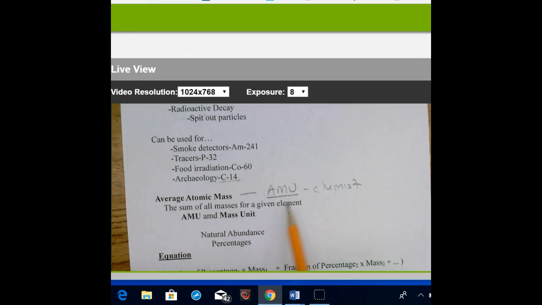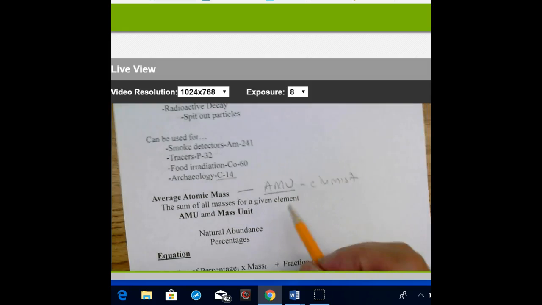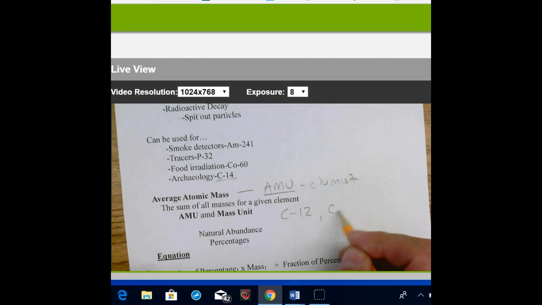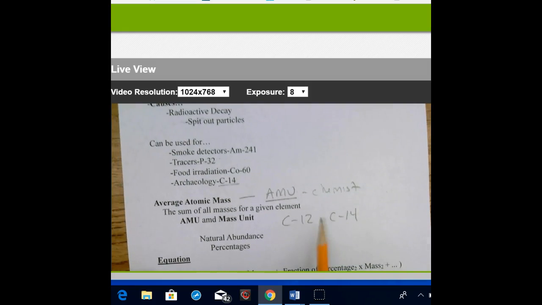Elements, as you know, occur in different proportions. So if we had carbon-12 and carbon-14, those are the two isotopes for carbon. They have a certain natural abundance, or how much of each is normally found.